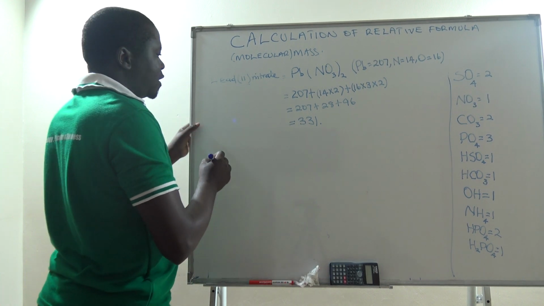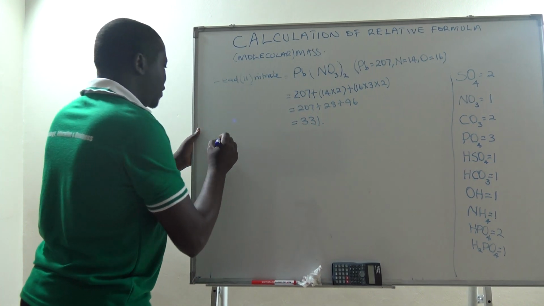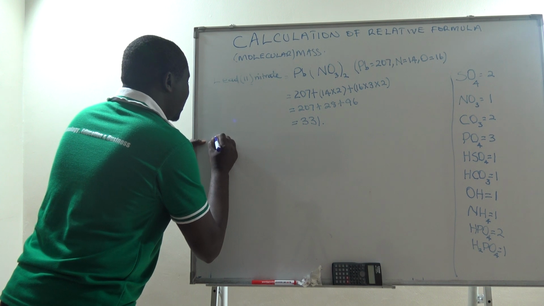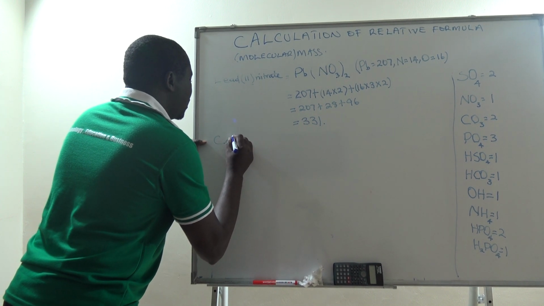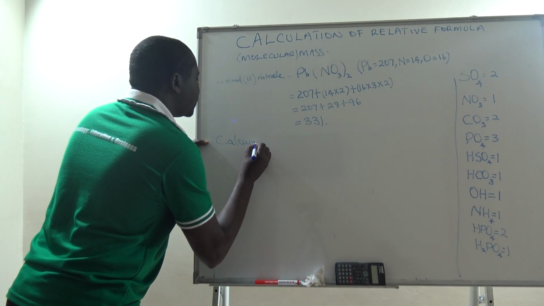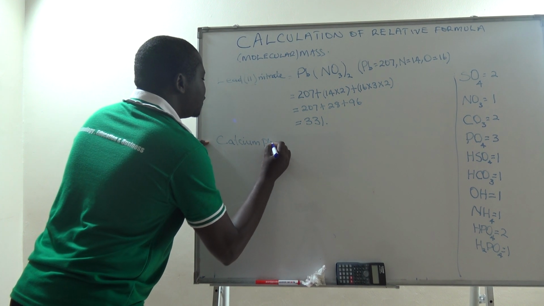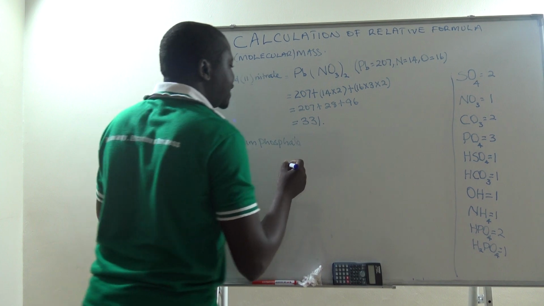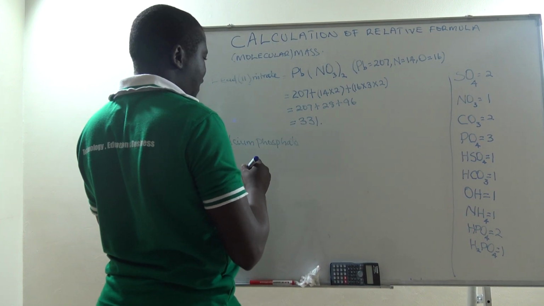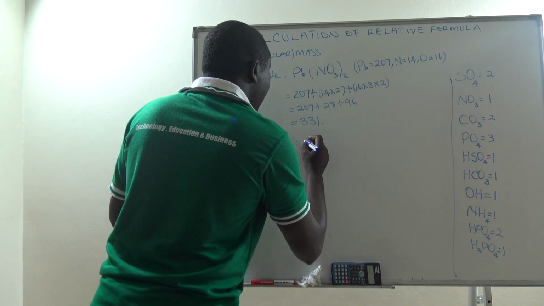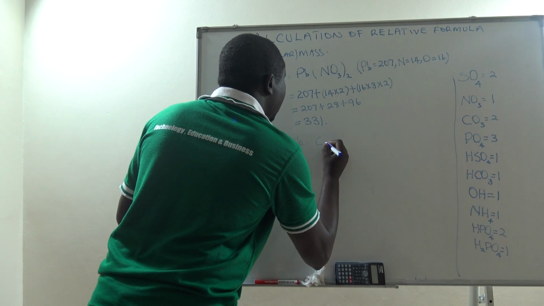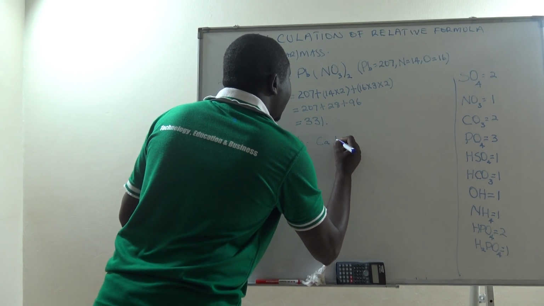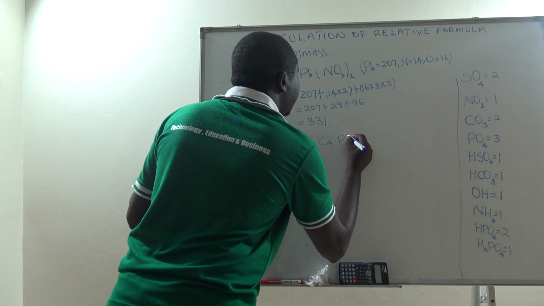Now, let us look at another simple one. Let us look at, say, calcium phosphate. So let us firstly get the formula of calcium phosphate. In calcium phosphate, we have calcium as an element. Then we have the radical phosphate.